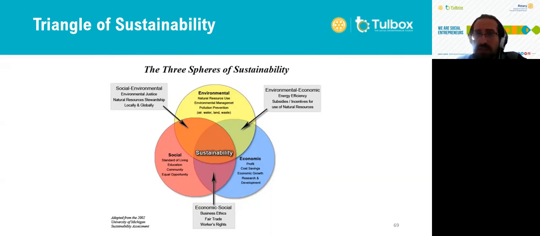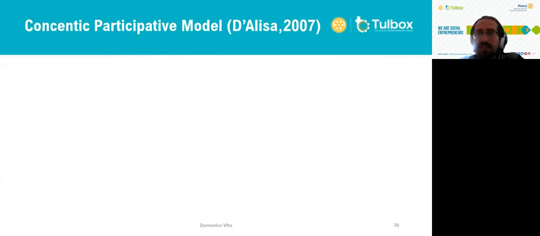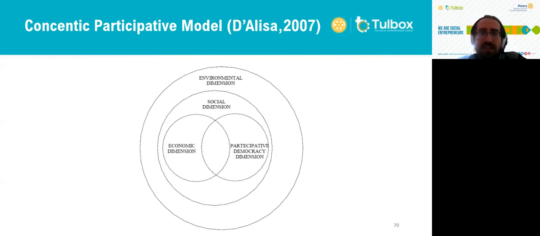This kind of approach can help us design our interactions, our value chains, and so on. This is not the only conceptualization of sustainability. I want to propose another one that is slightly different: the concentric participative model promoted by Dalisa.